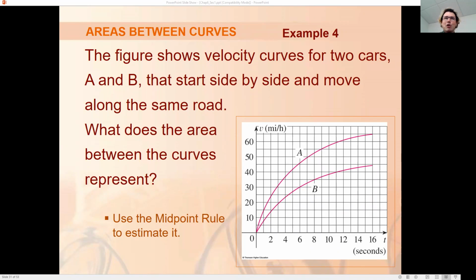So I have curves A and B, and A is the graph of the velocity function for, let's say, car A. B is the graph for the velocity of some car, call it car B. And the way this is drawn, the curve A always is above the curve B. So I can ask now, from the calculus point of view, what amount of area is between those two curves?